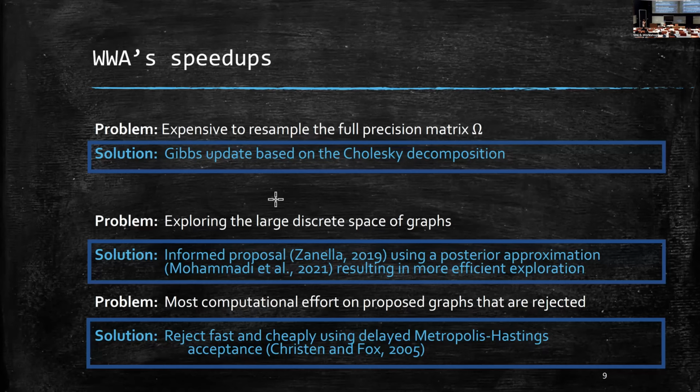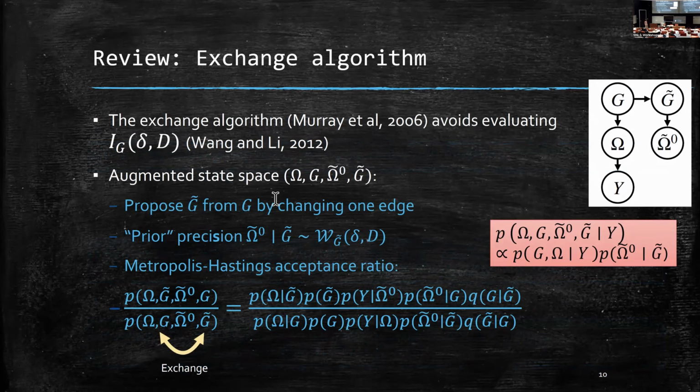And then, as I said before, when you work on such a big discrete space, you spend a lot of time rejecting graphs that are no good. And to correct this, we introduce this delayed acceptance. We reject very bad graphs fast, and we only move a potentially good graph to a proper Metropolis acceptance, and we'll see that later.